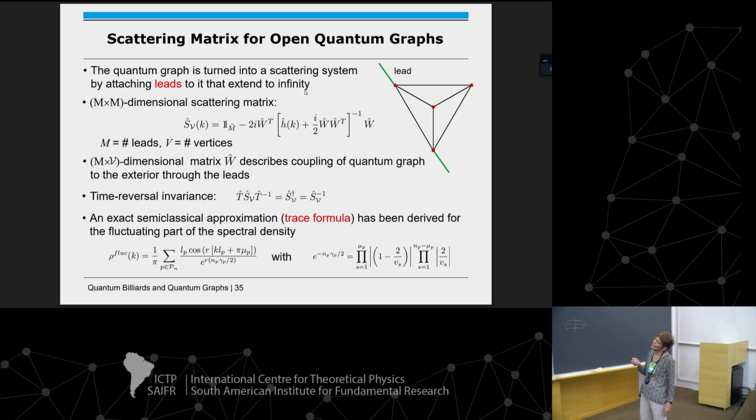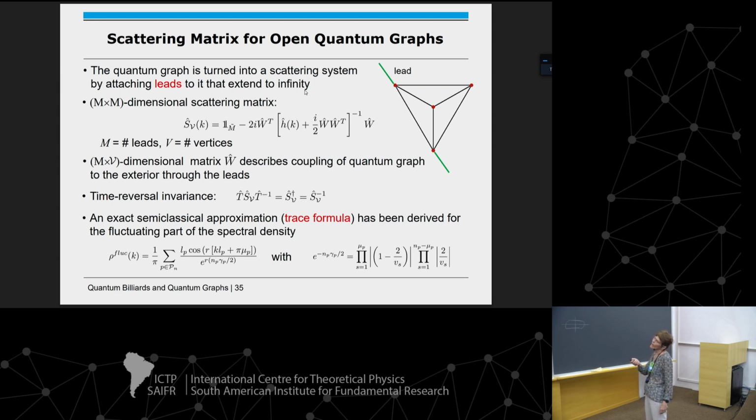This matrix W describes the coupling of the m leads to the interior modes, essentially. Time reversal invariance then means that the time-reversed scattering matrix is equal to the Hermitian conjugate of the scattering matrix, for a system where the scattering matrix is a unitary matrix, just to mention. So that's what you then get.